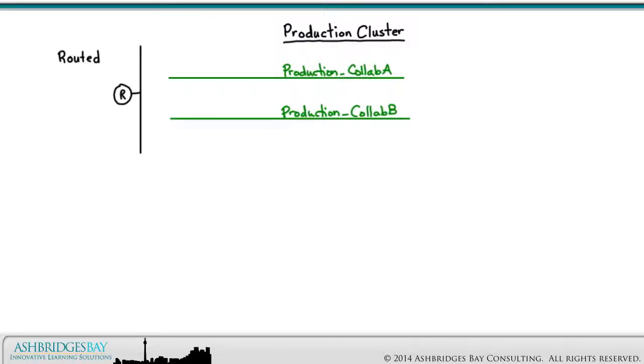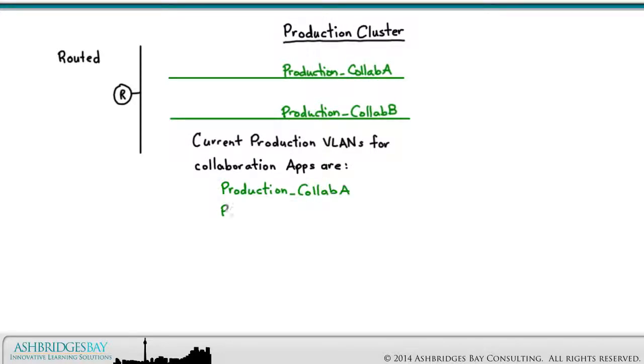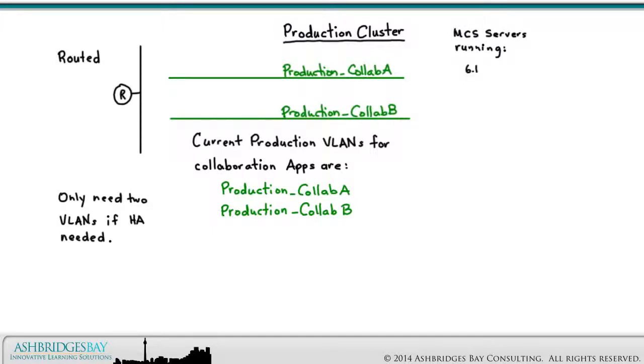The current production VLANs for collaboration apps are Production Collab A and Production Collab B. We only need two VLANs if HA is required. If we don't need HA, then we can use a single VLAN. The production cluster has our MCS servers running earlier software.